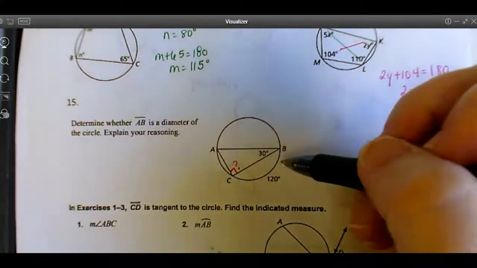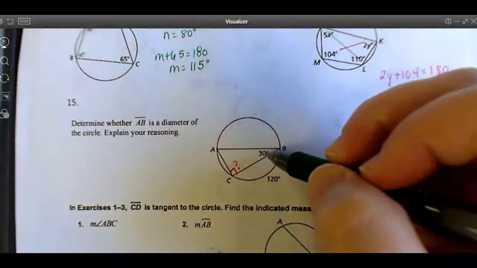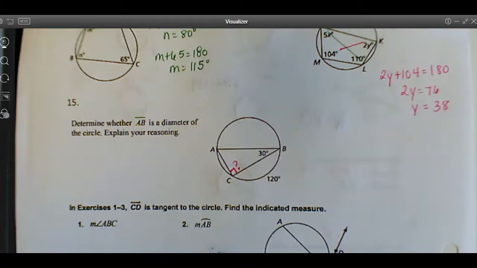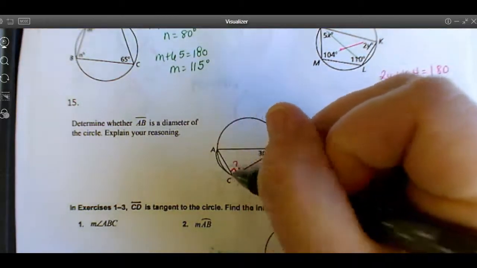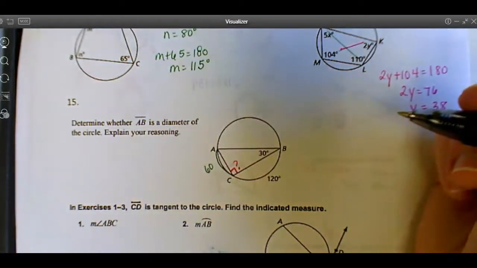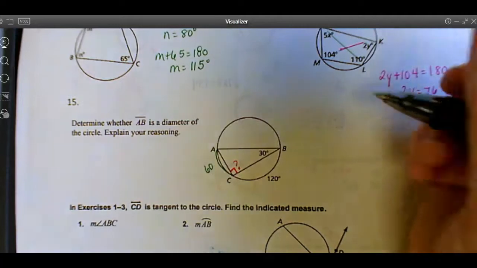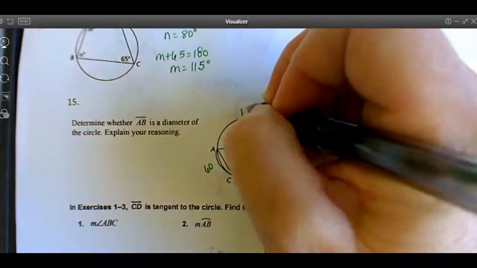And so, alright, so let's look at the arcs and see if that helps me. So I know that this is 30. Okay? Across from 30 is this arc. I know that's twice it, so that's 60. Alright? 60 and 120 make 180, so that means this up here's got to be 180.